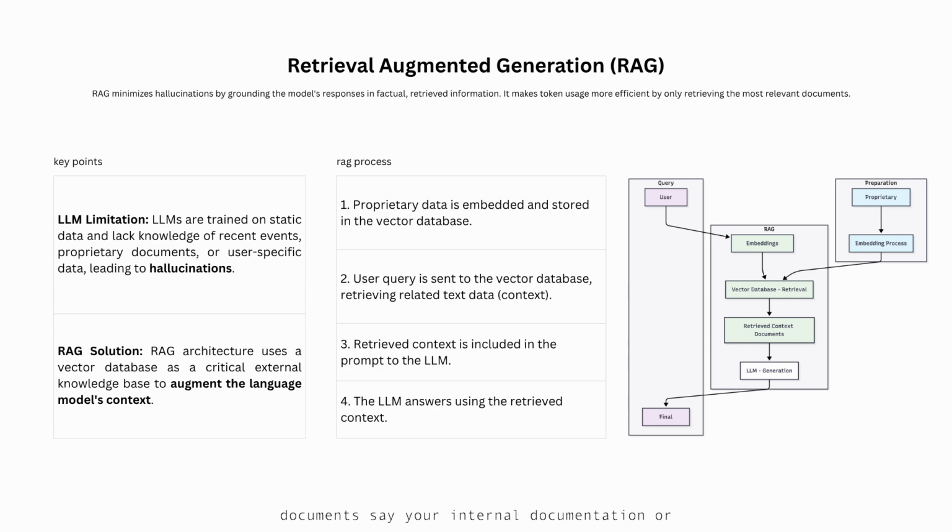First, your documents, say your internal documentation or recent company reports, are converted into embeddings and stored in a vector database. When a user asks a question, the query is used to search the vector DB, which efficiently retrieves the most semantically relevant text chunks. This retrieved text is then automatically added as context directly into the prompt sent to the LLM. The LLM can generate a response that is grounded in your up-to-date factual information. RAG not only mitigates hallucinations but also allows LLMs to use external, user-specific data, making them incredibly powerful for enterprise applications.